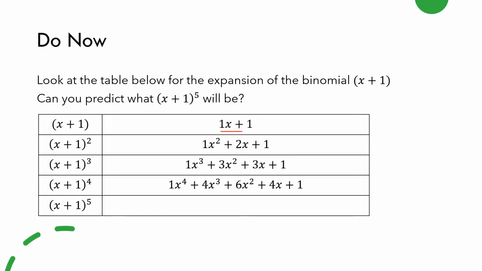So this is the actual expansion here. And then of course this is the binomial. And we're wondering what is going to be x plus 1 to the fifth. So look at the coefficients. See if you can find the pattern. Pause the video now and try and write it out on your own.